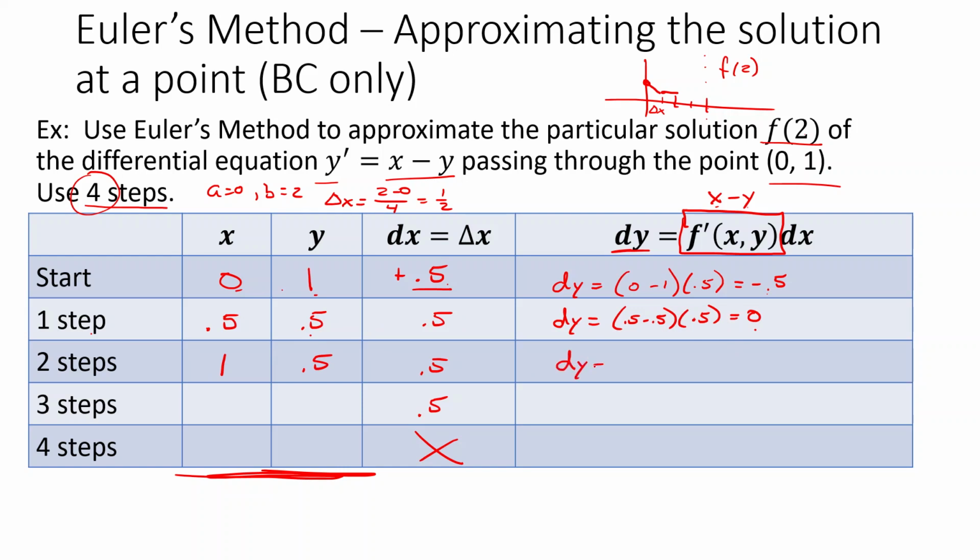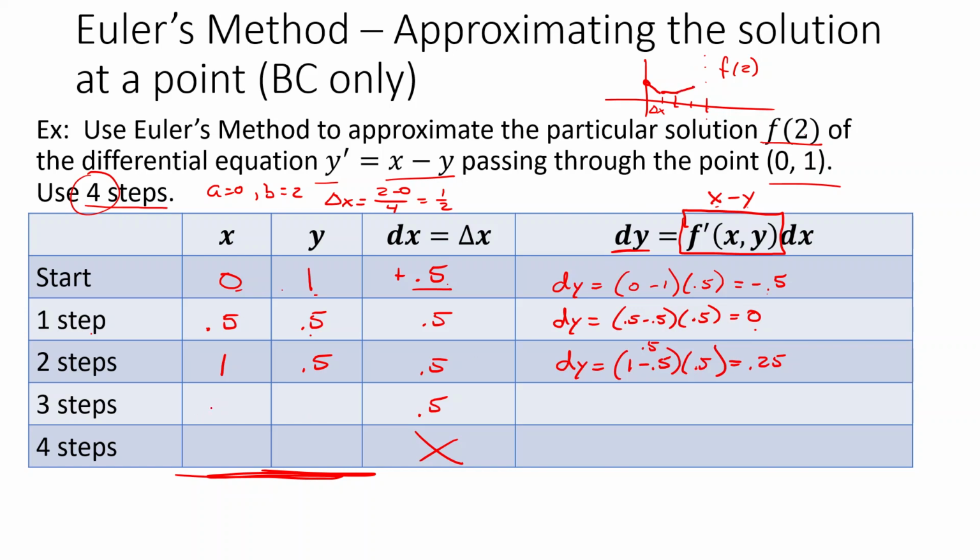Now our change in y will be what the slope is there. So that's 1 minus 0.5 times 0.5. 1 minus 0.5 is 1/2. 1/2 times 1/2 is 1/4, so 0.25. So now we're going to go up a little bit by 1/4.